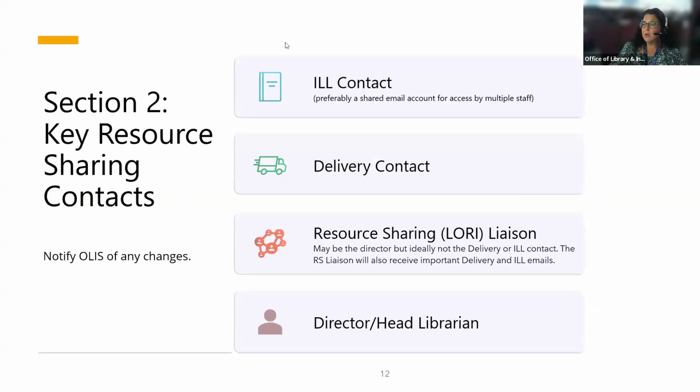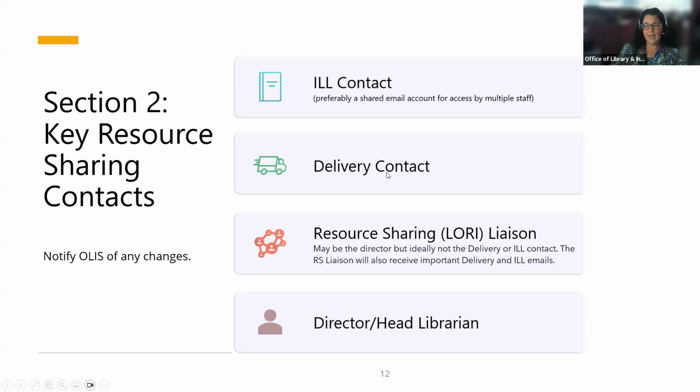Section 2 are the key resource sharing contacts. So your ILL contact, we prefer that this contact is a general account that's accessible by multiple people, just because this is the account that is used for not only communications, but to receive any kind of LORI interlibrary loan requests. So if this is going to, say, a reference librarian and they're out on vacation, no one is able to access those requests when they're out. But we do know that sometimes that's unavoidable.